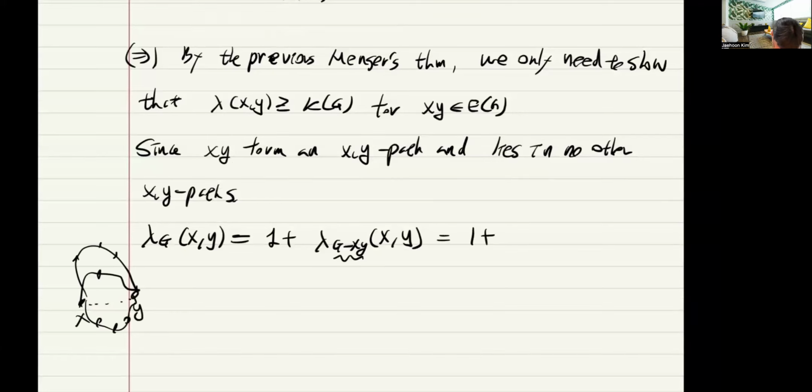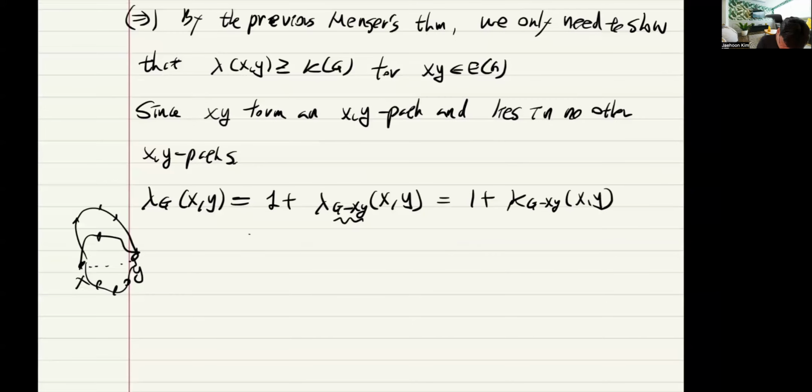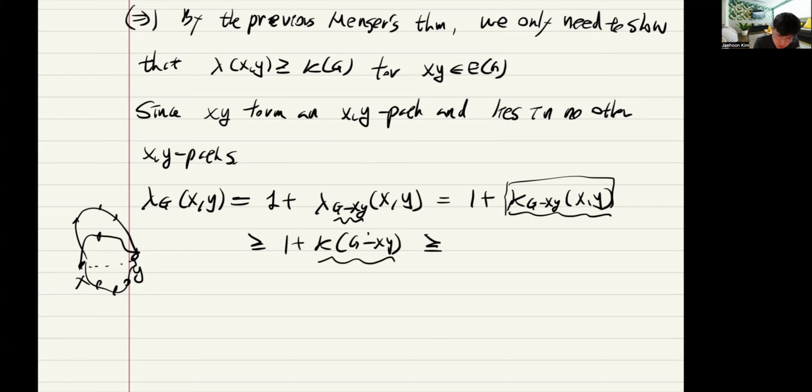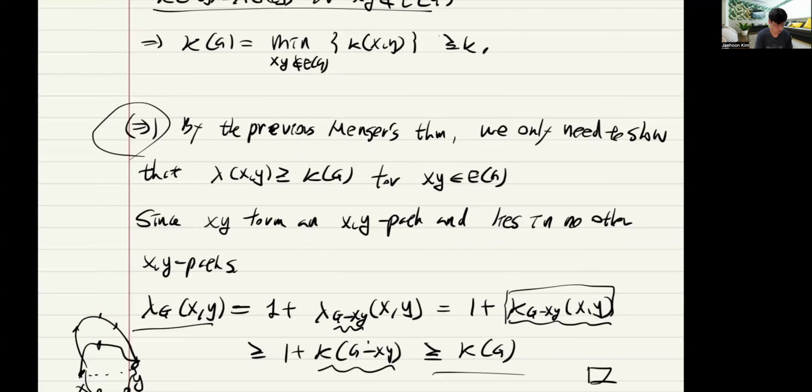And what do you know? In this graph, by the previous Menger theorem, they are not adjacent, so it's the same as kappa. And in here, by the definition of connectivity, it's at least 1 plus the connectivity of G minus xy. And in the lemma, we showed that this is at least the connectivity of G minus 1, so this inequality holds. So this direction is proved. We proved the Menger theorem.